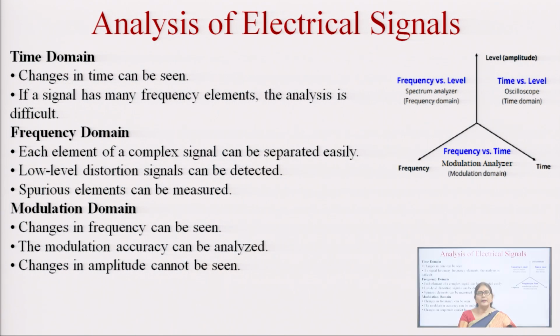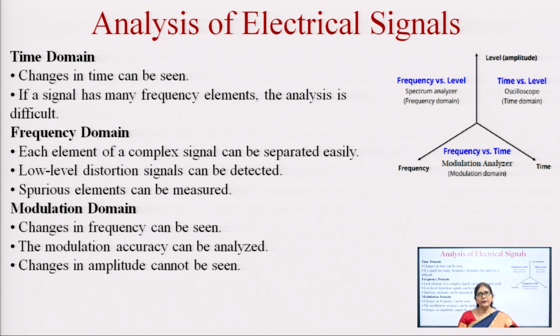We can analyze an electrical signal in three domains: the time domain, frequency domain and modulation domain. Time domain is when we are analyzing the signal on a CRO, cathode ray oscilloscope. Then the signal is displayed in the time domain, meaning the x axis displays the time and the y axis displays the amplitude of the signal. Similarly, when we want to analyze a signal in the frequency domain, the x axis will display the frequency and the y axis will display the amplitude.